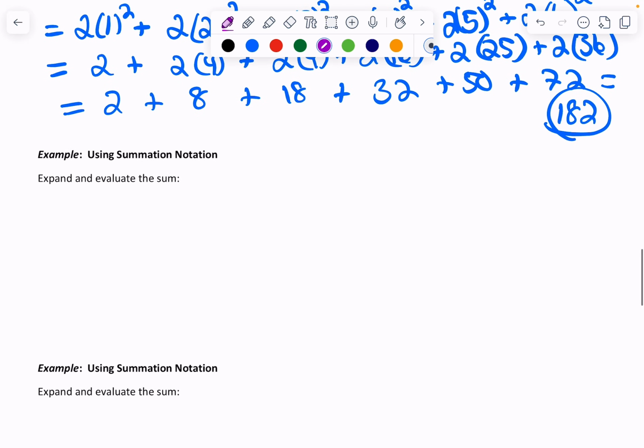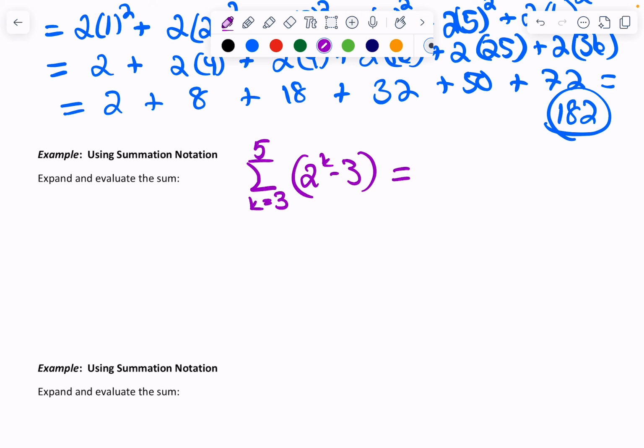Okay, next sum that we are evaluating is, instead of i, we're actually going to use the letter k. And our lower limit is 3, our upper limit is 5. And it's 2 to the power of k minus 3. And all that has to be inside parentheses to show that the whole thing is part of the sum.